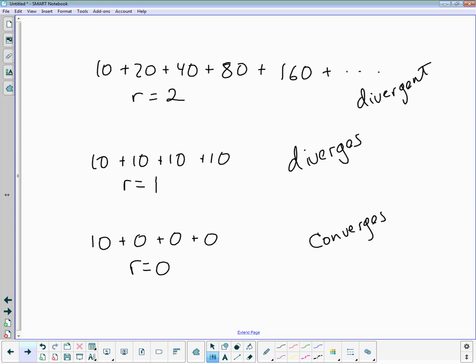If I had R equaling 50, every term getting bigger by 50, would that converge or diverge? That would diverge. So we know that 2 and above is definitely divergent, right? We know that 1, oh, strike that, 1 or above is definitely divergent, and 0 converges. So wait a second, what about a half? Ooh, that's interesting. Think about that.